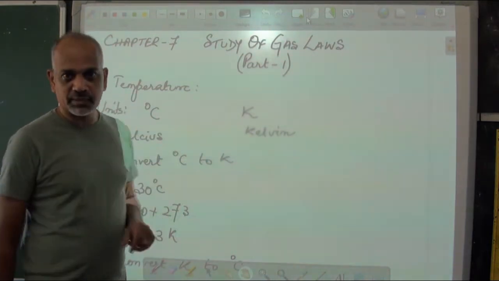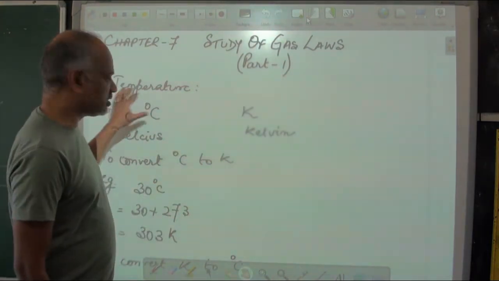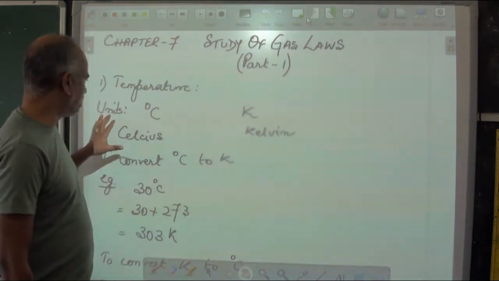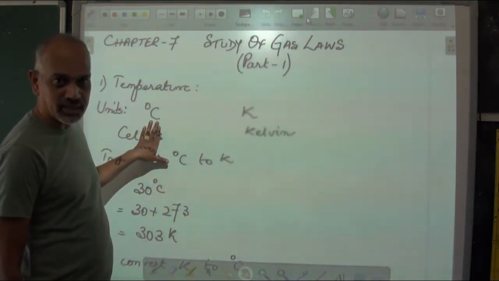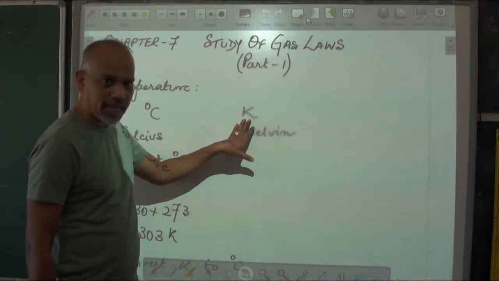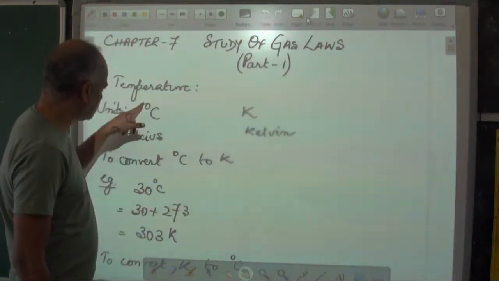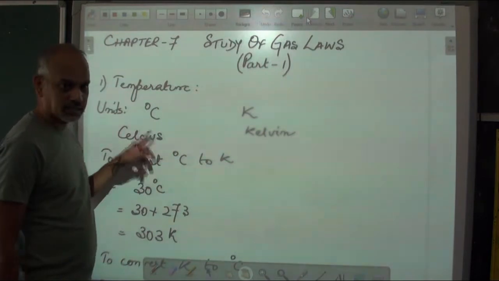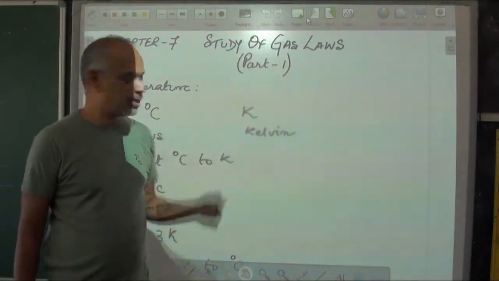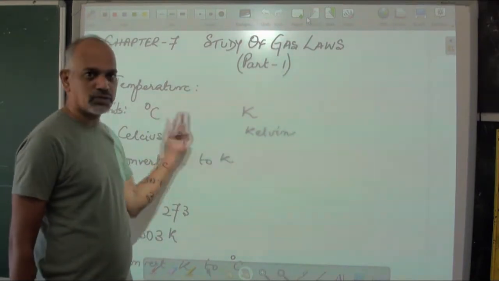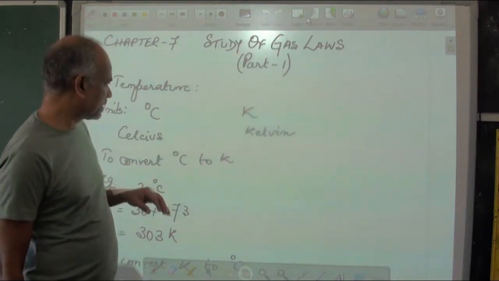Talking about temperature. Temperature is measured either in degrees Celsius or in K, which is Kelvin. This is degrees Celsius, and K stands for Kelvin. So these are the two units which are used for measuring temperature.